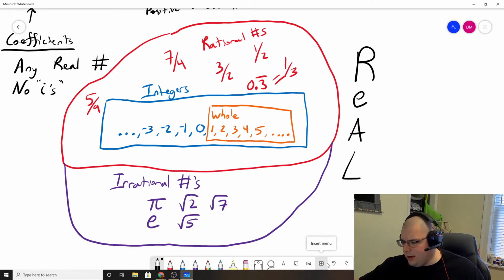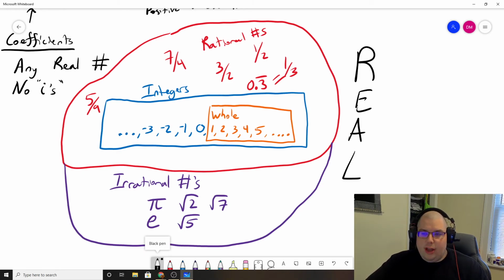I don't know why I made that e lowercase. That's kind of funny. That's the only letter I made lowercase. Makes the real number system. So all of those together, irrational and rational numbers, are all real numbers.